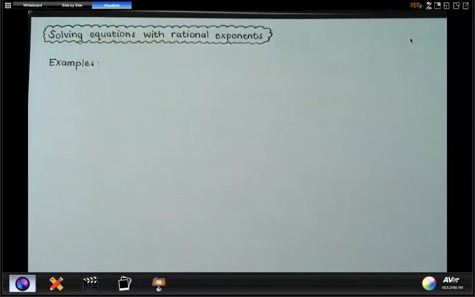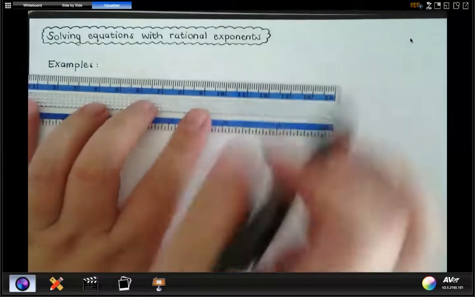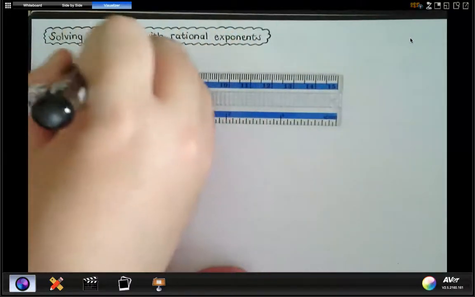And guys, I obviously need you to be copying this down as I'm doing it. Please, you need this note in your books. So we would say examples.